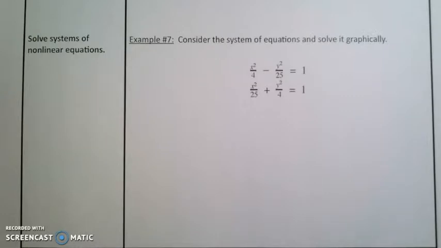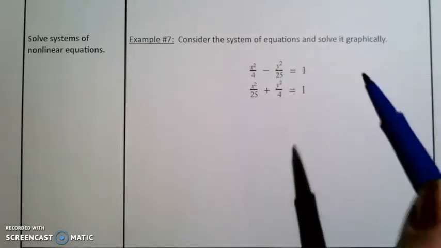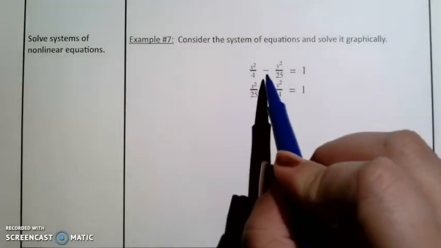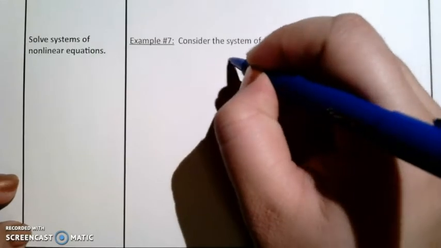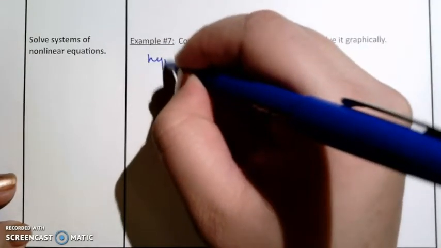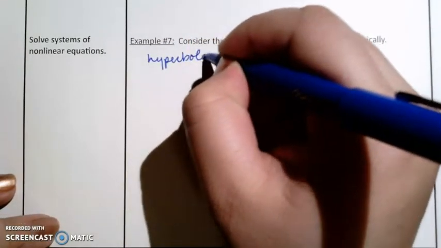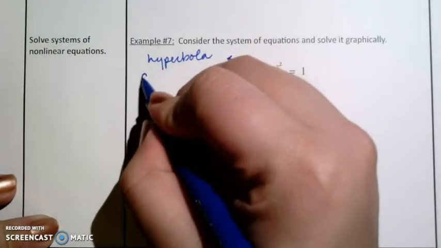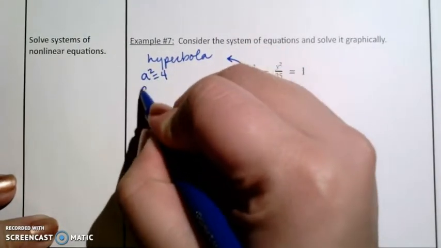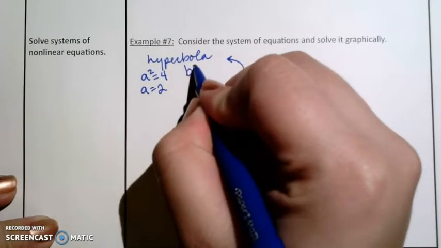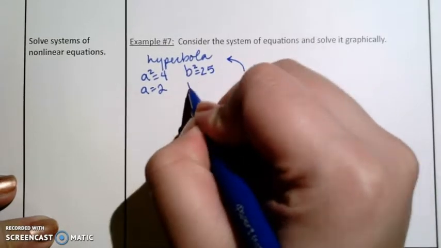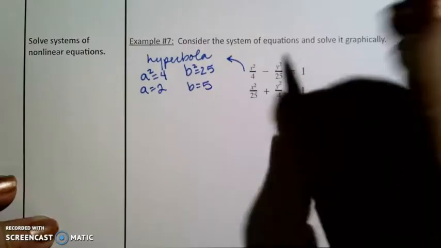Our objective is to solve systems of nonlinear equations. So similar to one that we've seen before, we want to find the intersection points of these two graphs. Taking a look at the first equation, notice the subtraction sign. That means that this is a hyperbola where a squared is 4, so a is 2, and b squared is 25, so b is 5.